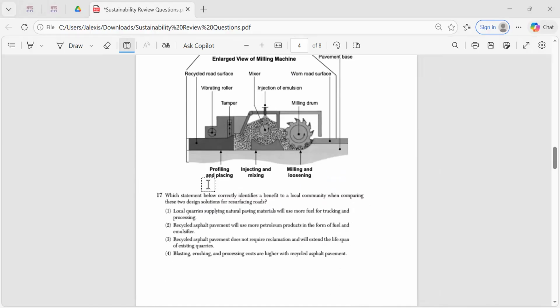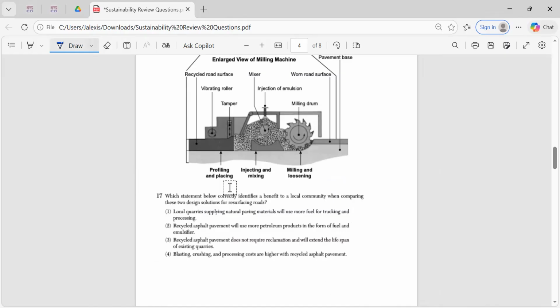All right, so we're going to look at number 17 now. It says, which statement below correctly identifies a benefit. So, correctly identifies a benefit. I'm just going to highlight benefit. That means it has to be something good, something positive, and a benefit to whom? A local community. So it has to be something good and positive to a local community, to humans.